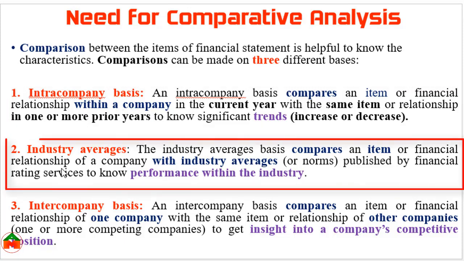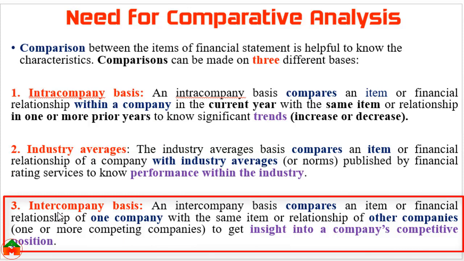The second basis of comparison is industry average. That means you can compare the item, or find out the financial relationship of the item of financial statement of a company, with the industry average or norms or standards published by any financial rating service to know performance within the industry. Comparison with industry average will provide an idea about the performance within the industry.